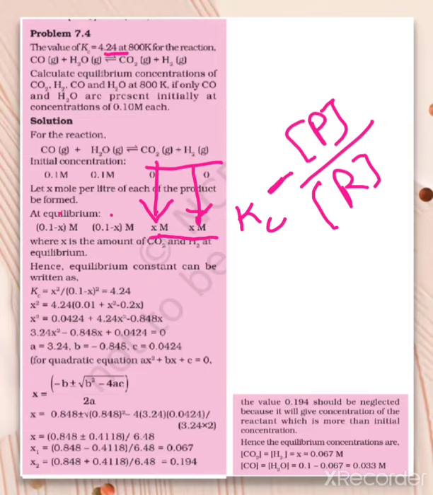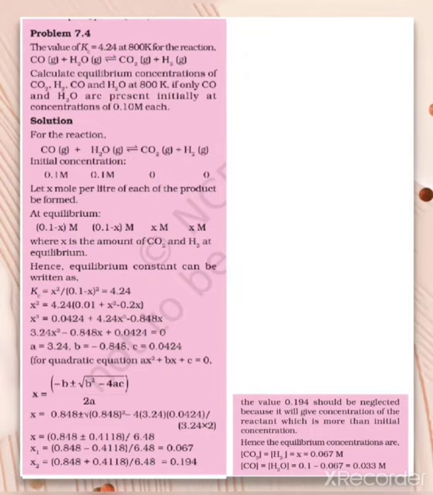So Kc is equal to the concentration of CO2 times the concentration of H2, and when you take the product we get x square, divided by the concentration of reactants. Here the reactants have the concentration 0.1 minus x for CO, and for H2O also 0.1 minus x. So the product of these two is (0.1 minus x) square. That is equal to what is given in the question, the equilibrium constant 4.24.